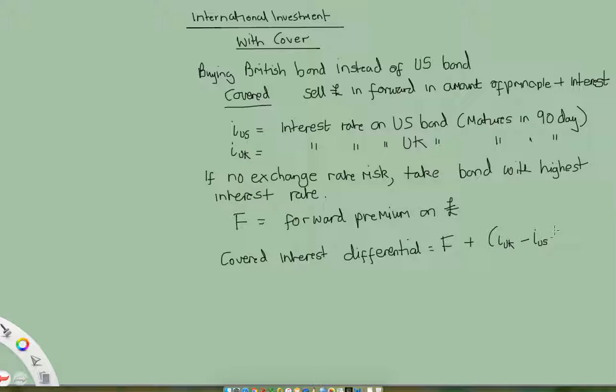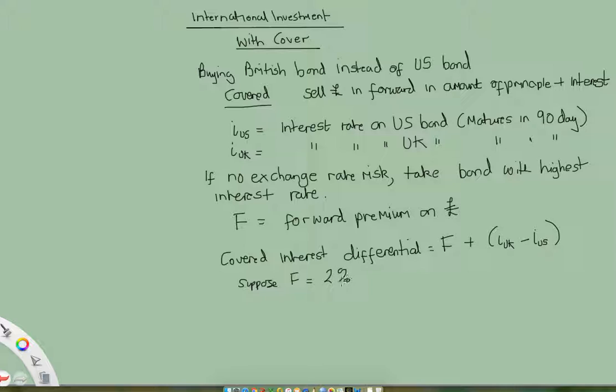And I'll give you some numbers so you can see what might work out. We'll do one where there's an obvious reason for moving into the pound. Suppose F is equal to 2%.